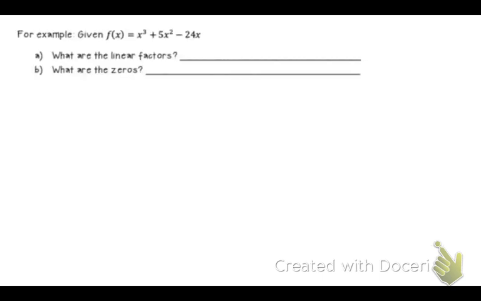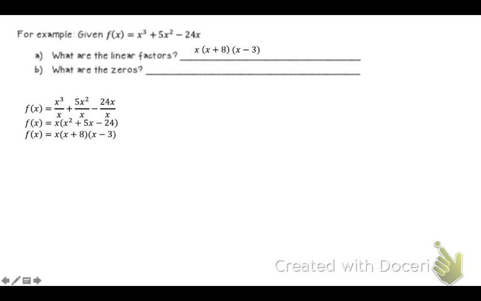And let's look at this example right here. So if you're given x cubed plus 5x squared minus 24x, and we want to find the linear factors. Well, the way we are going to do that is we're going to factor this. So I'm going to divide out that x, and you get x and then x squared plus 5x minus 24. Well, that x squared plus 5x minus 24 factors to x plus 8 and x minus 3. So the linear factors here are x, x plus 8, and x minus 3.